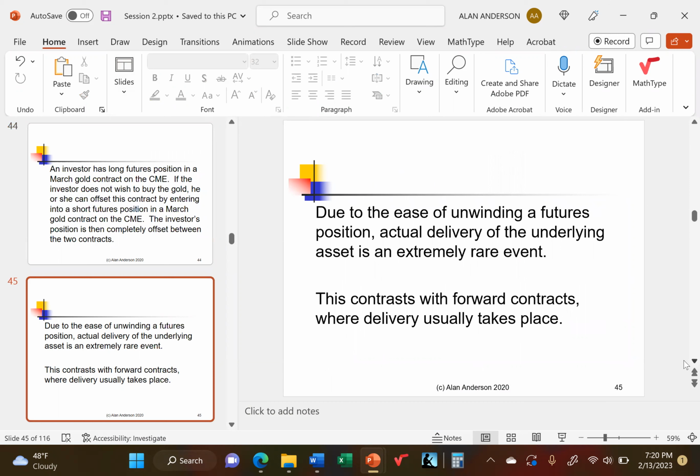Like I said, because it's so easy to get out of a futures contract, the actual delivery rarely takes place because it's kind of a nuisance. You may just want to hedge away your risk without necessarily buying the gold or whatever it happens to be. Like, for example, if you already have enough gold, but you're worried that the price will go down, you can enter into a futures contract just to hedge your risk without necessarily wanting to buy or sell the gold. Whereas with a forward contract, because it's difficult to get out of it, most of the time the delivery actually does take place.